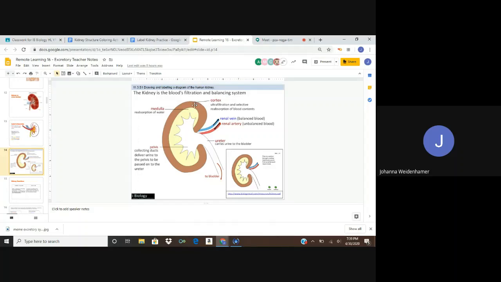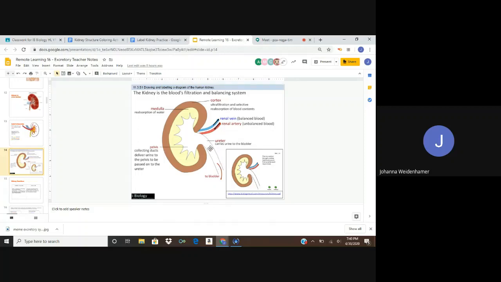So the cortex here is going to be where we're going to do ultrafiltration. So a lot of filtration is going to happen in the cortex. And it is selective reabsorption of blood contents. So in your picture, the cortex would be that outermost layer that also has those blood vessels projecting into it. So that's going to be the outer layer in your picture, the one that you can see here as well. So we've also already talked about the ureter.